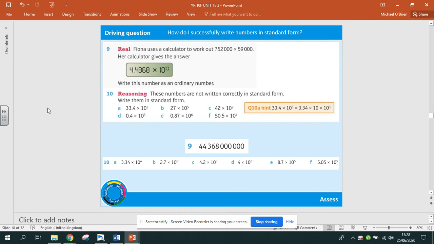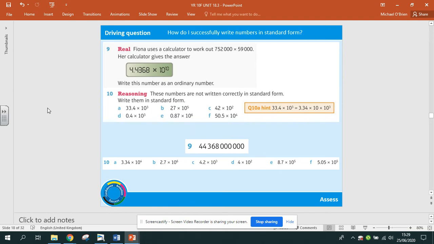So 4.4368 times 10 to the 10th is 44,368,000,000. 33.4 times 10 to the third becomes 3.34 times 10 to the fourth. 27 times 10 to the fifth becomes 2.7 times 10 to the sixth. 42 times 10 to the second, or 10 squared, becomes 4.2 times 10 to the third. 0.4 times 10 to the third, now this is going the other way from the ones we've just been doing, becomes 4 times 10 squared.